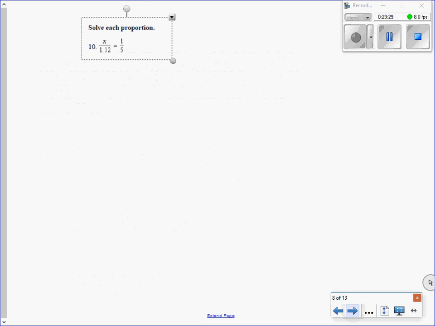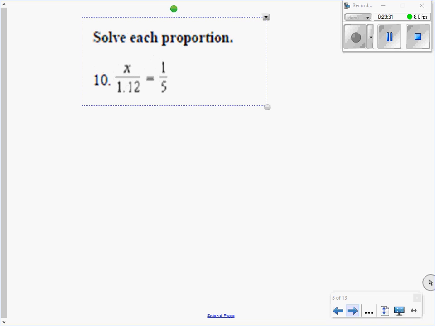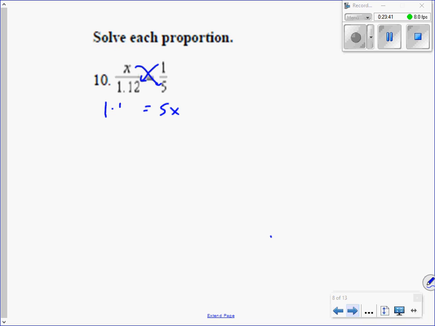That was really small. Okay, not even a problem. Just can you cross multiply? 5x, and it's just a 1 times 1.12, which doesn't do anything. Divided by 5, 1.12 divided by 5 is x. 0.224.